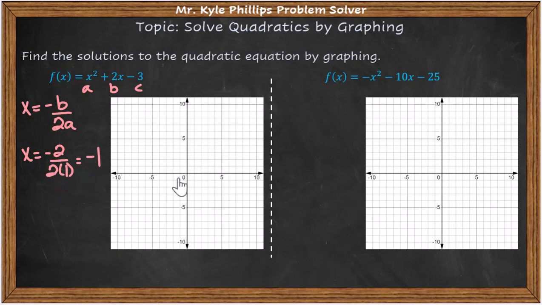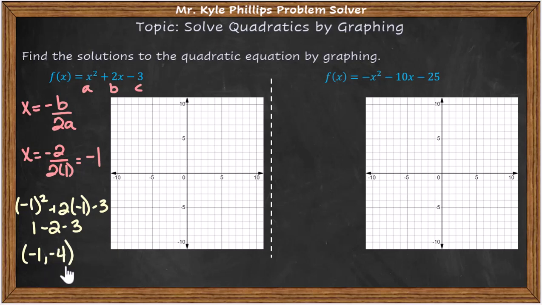Negative 2 divided by 2 is just going to be negative 1. Now, negative 1 is the center of my graph. Now, I want to know the y value. Where on this negative 1 x value am I going to have my vertex? So I'll take negative 1 and plug it into this equation. That gives me negative 1 quantity squared plus 2 times negative 1 minus 3. Negative 1 squared is 1, minus 2, minus 3. 1 minus 2 is negative 1, minus 3 is negative 4. So my vertex is negative 1, negative 4.